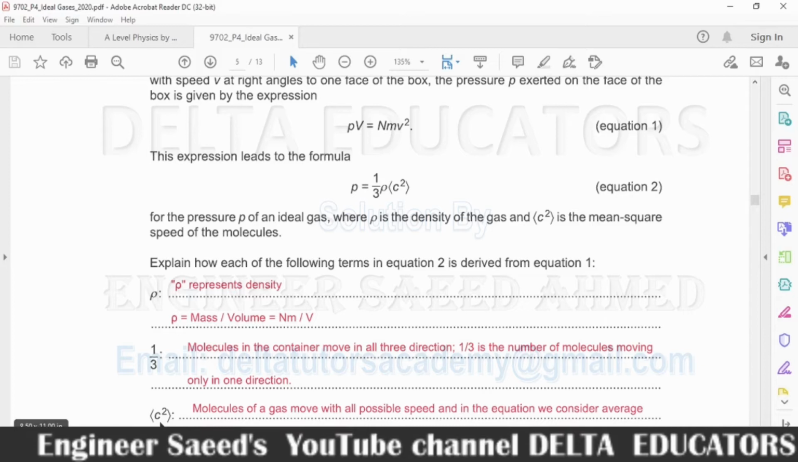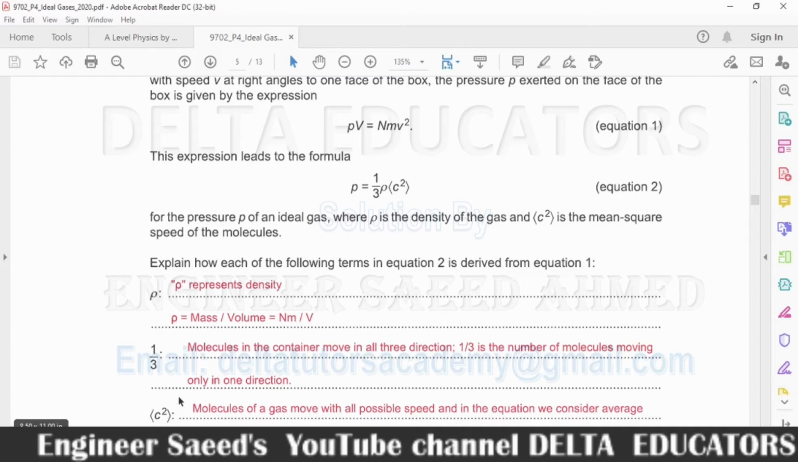What is meant by C square? C square is called mean square speed. What is meant by mean square speed? In a container, the gaseous molecules are moving with all the possible velocities. So here we have to consider the average speed or average velocity. So here C square is the average speed of all the molecules that are moving in the container.